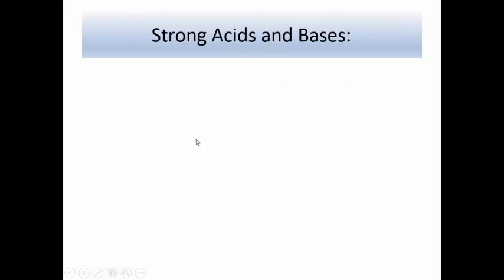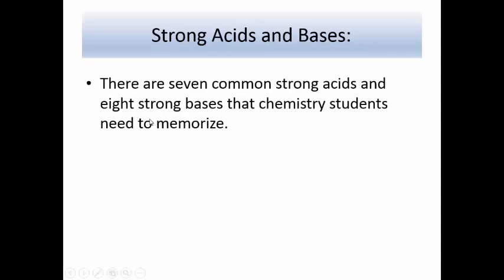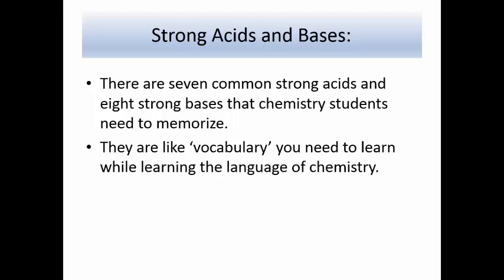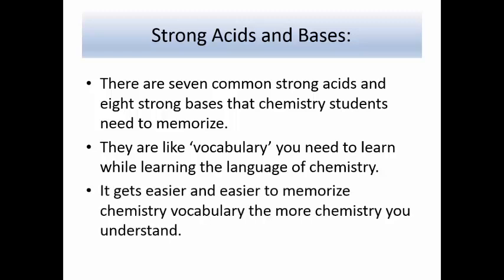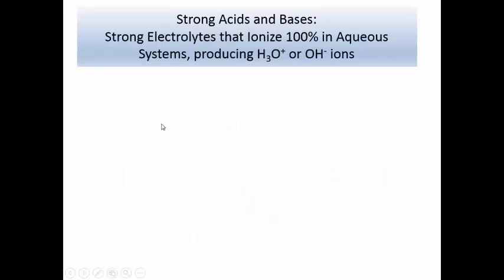There are two kinds of acids and bases generally, strong and weak. So let's first talk about strong acids and bases. We're going to show you a list in a second of common strong acids and bases that chemistry students need to memorize. Learning these is like learning vocabulary while you're in the process of learning a new language. However, it gets easier and easier to memorize chemistry vocabulary the more chemistry you understand. Don't worry about it. As you learn more, it'll get easier and easier.